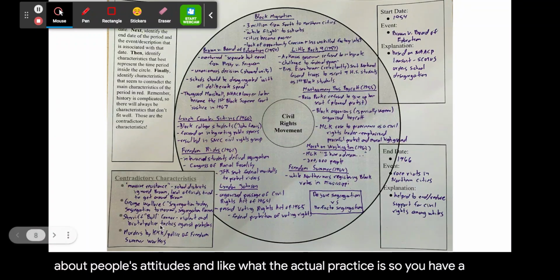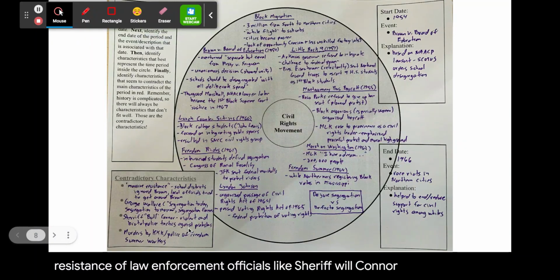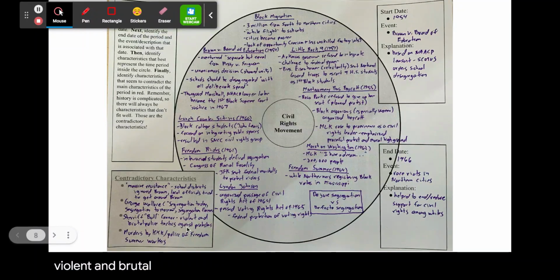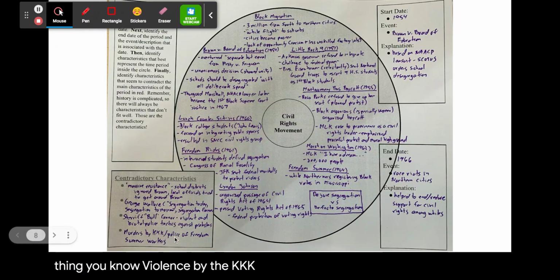So you have a lot of resistance from law enforcement officials like Sheriff Bull Connor, who used violent and brutal police tactics: dogs, tear gas, fire hoses, all that kind of thing. Violence by the KKK, murdering Freedom Summer workers, right? And so there's a lot of movement towards civil rights and equality.